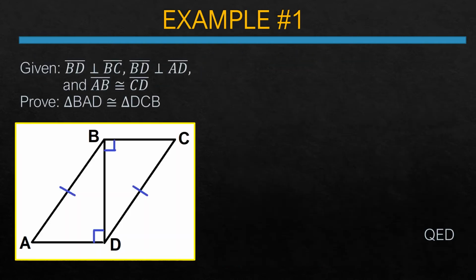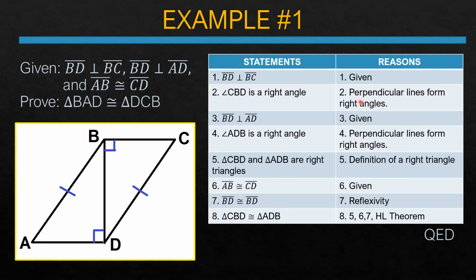Let us have now the formal two-column proof. Statement 1 is what we were given: line segment BD is perpendicular to line segment BC. Statement 2 is the consequence of statement 1: angle CBD is a right angle because perpendicular lines form right angles. Statement 3 is another given, which states that line segment BD is perpendicular to line segment AD. Statement 4 is a consequence of statement 3: angle ADB is a right angle because perpendicular lines form right angles.